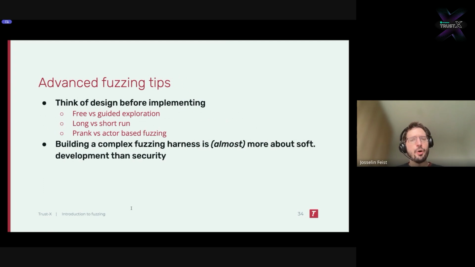The TL;DR of what I want you to remember from here is that from the moment you're going to build a complex fuzzing harness, it's almost more about software development and security. It's really about design. It's really about how you think about how you're going to write your code in the long term. And this is important in particular if you want to fuzz something really complex, you really need to sit down and think about the design.